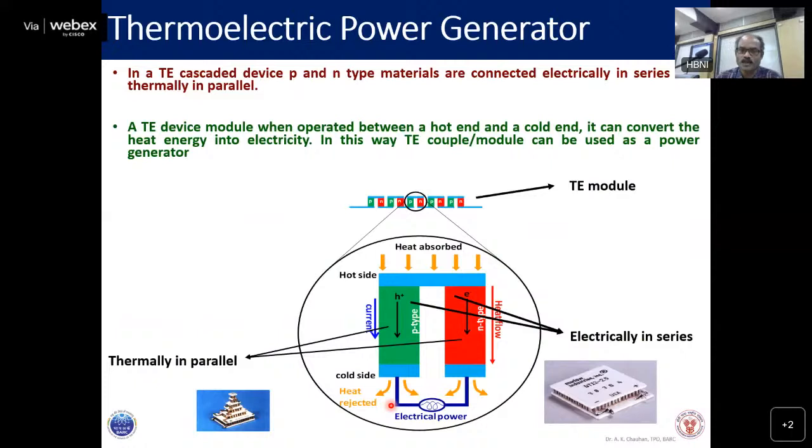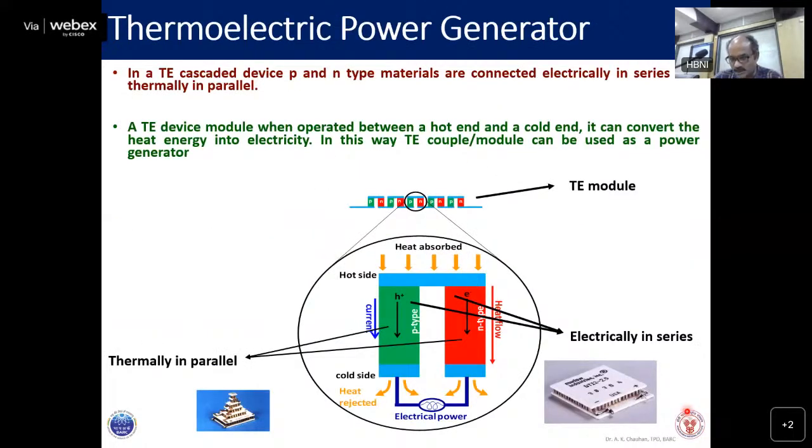A typical small TE module is this. There are several such small assemblies which are connected in an appropriate way, so that there are several series connected devices and several parallel connected devices, and you increase the voltage, you increase the current, and you get more power. Such a bigger thing is called a module, and these are called the power generator.